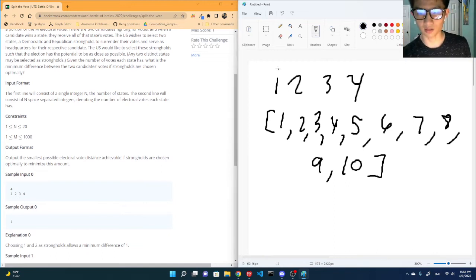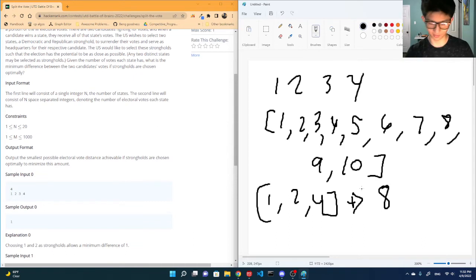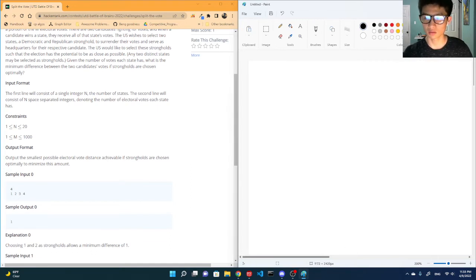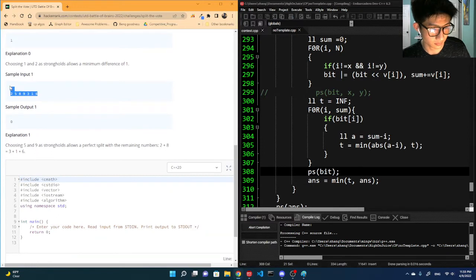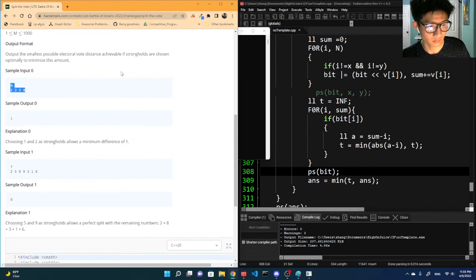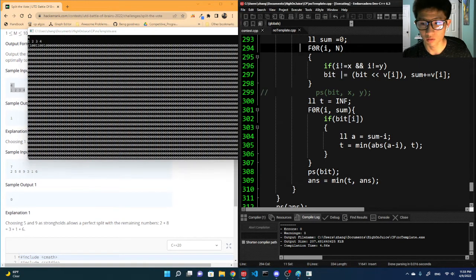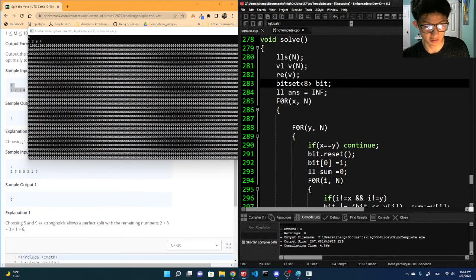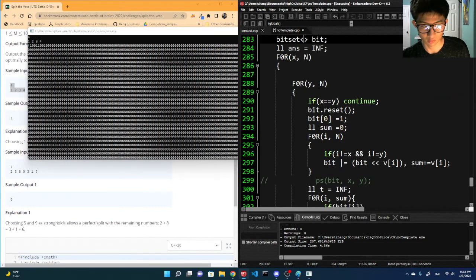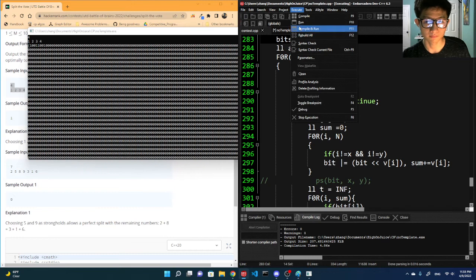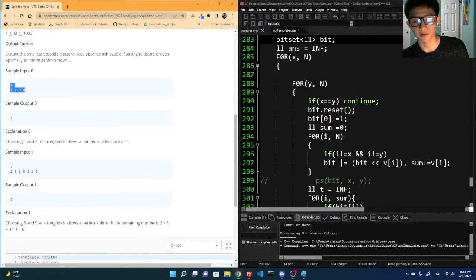But the possible sums is basically if I picked out a group of numbers, 1, 2, and 4, that makes a possible sum, and that would be 7. And so we're going to get all the possible sums. Let me print this out here. This is my bit set, it's called bit. Oh my god, it's huge. Let's change it to 11. I'll explain why it's so big.